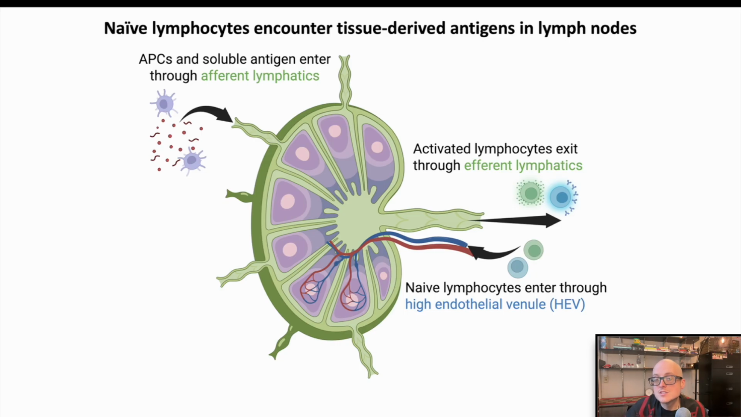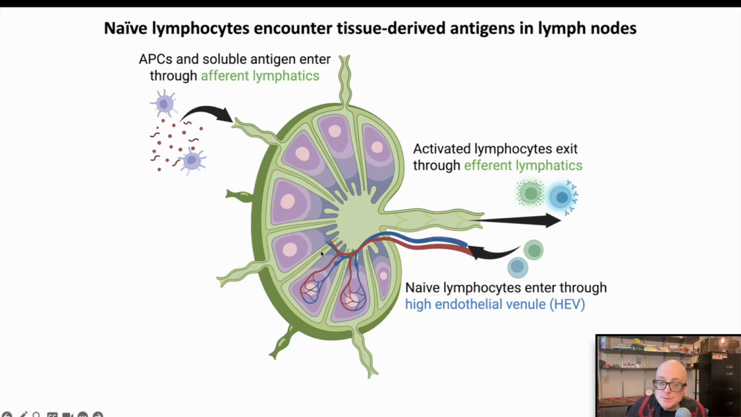Naive lymphocytes are highly enriched in lymph nodes and other secondary lymphoid tissues, but they do not enter through the lymphatics. Instead, they enter through the cardiovascular circulation, through structures known as high endothelial venules, or HEVs, the blue structures shown here. They'll take up residence in different compartments within the lymph node, which we'll see on the next slide.